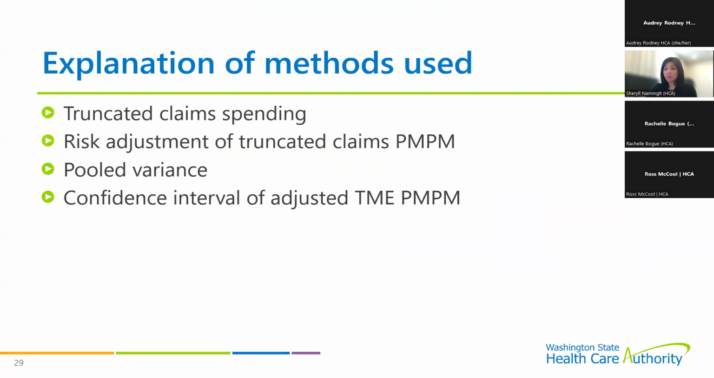So now we have about 20 minutes to go through the different methodologies used. I will explain how truncation is done, and then go through the risk adjustment methodology, and if we have time, go through how we calculate pooled variance as well as the confidence interval.